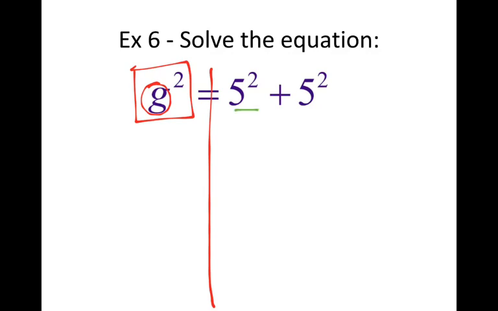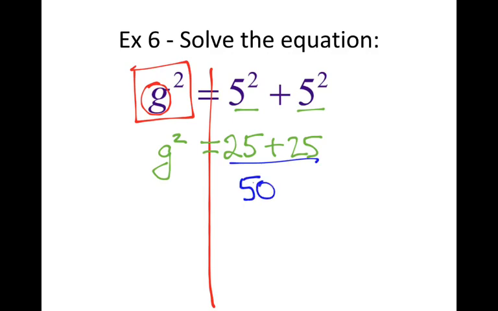First, let's simplify each of those 5 squareds. What is 5 squared? 25. So we get 25 for the first one, plus 25 for the second one, equal sign on the line, g squared still over here. All right, we can still simplify a little bit more over here. 25 plus 25 is 50. Equal sign on the line, and g squared over here still. Now, the only thing left to do is get rid of that square. How are we going to do that? Square root. So we take the square root on each side.